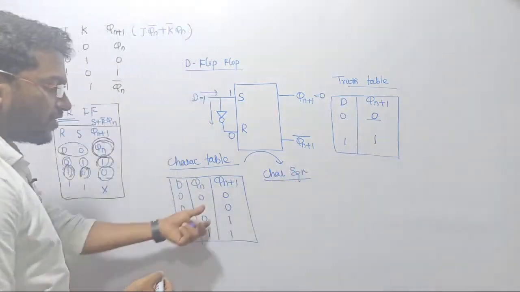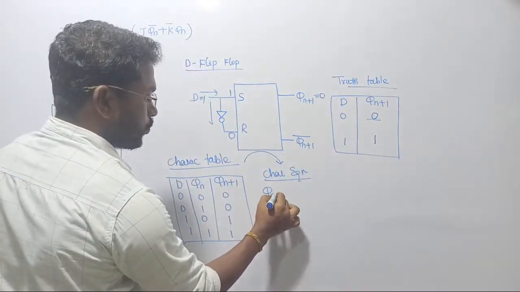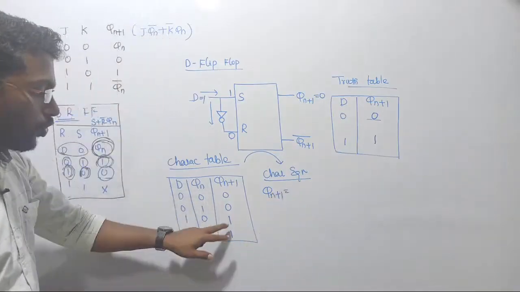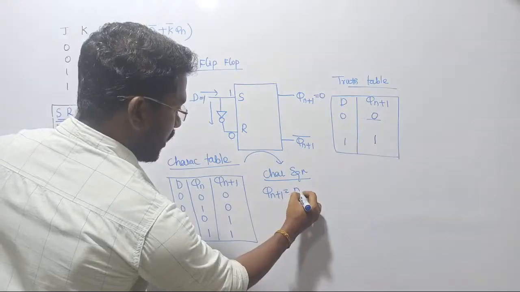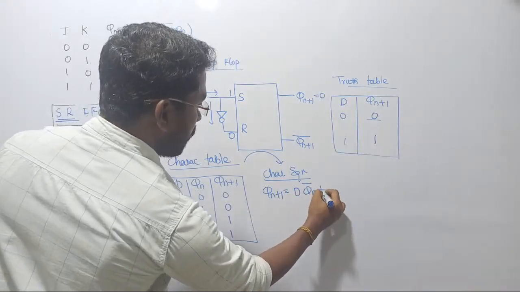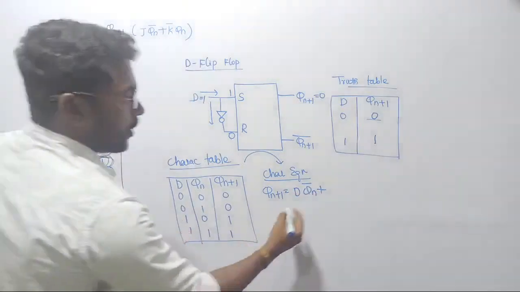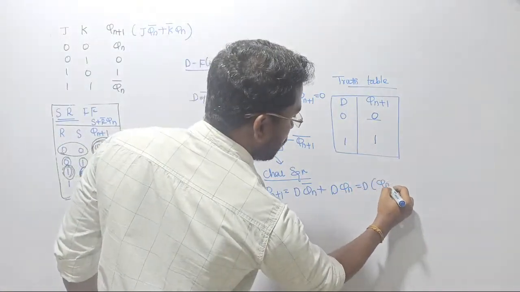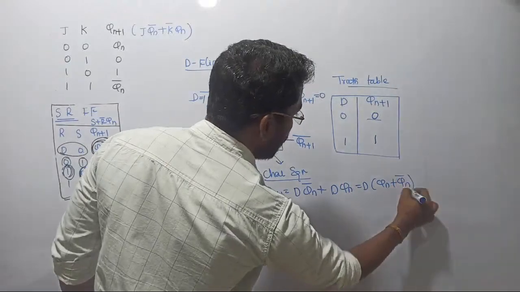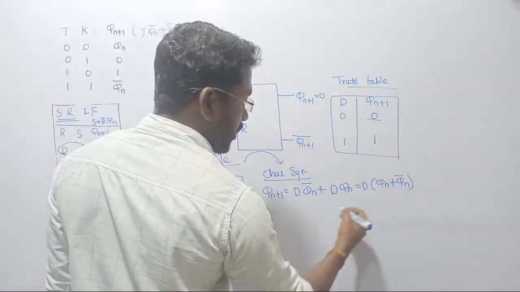Right? So the characteristic equation we can write directly. Qn plus 1 is going to be, there are only 2 minterms, one is 1, another one is 1. So directly the possible inputs are D into Qn bar plus the second D into Qn, such that if I take D outside, it becomes Qn plus Qn bar. We all know Qn plus Qn bar becomes 1. So 1 into D becomes D only.